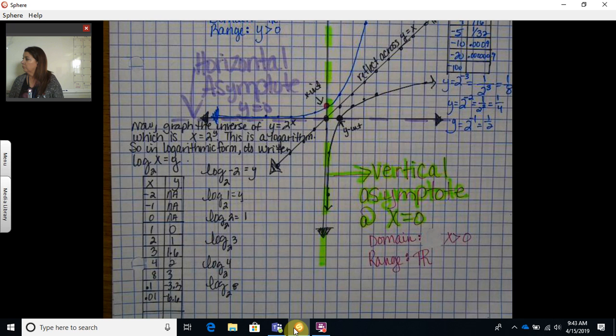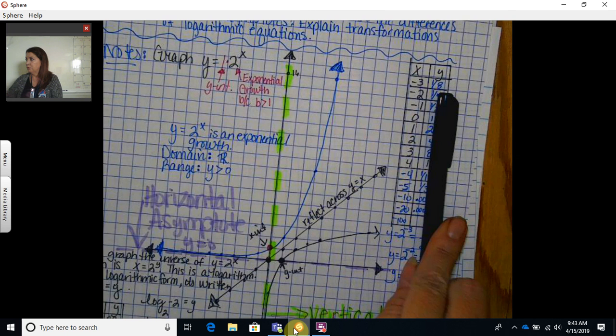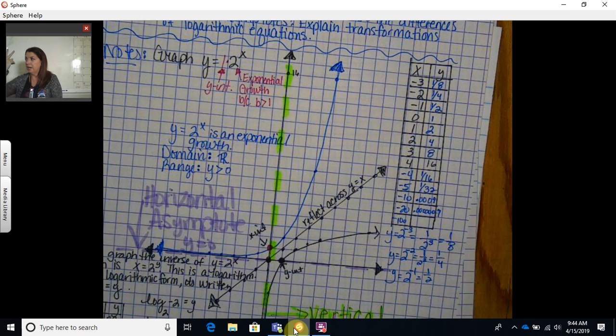Oh, also wanted to point out, since these two are inverses, we could have just taken the table of values for exponential and switched the x and the y and gotten the table of values for logarithms instead of doing all that work, couldn't we? However, I didn't want to do that because a lot of times you're just going to have to graph a logarithm. You won't have the exponential beforehand in that graph already there. So I wanted you to know how to graph it.